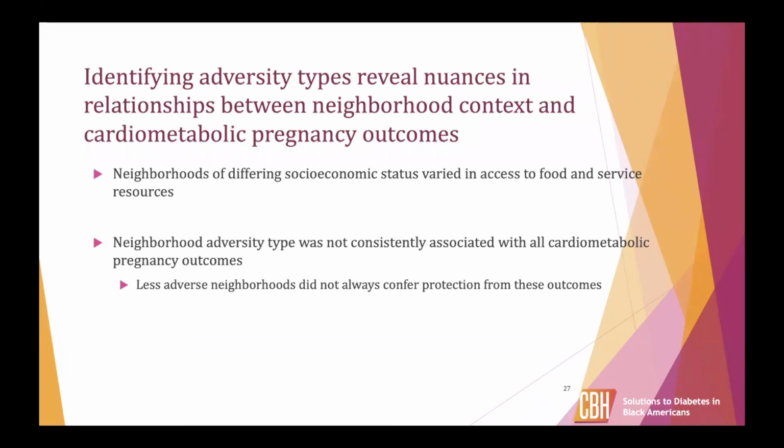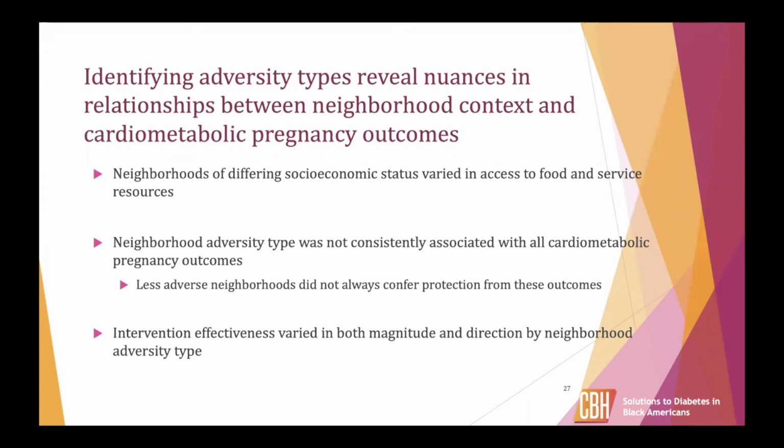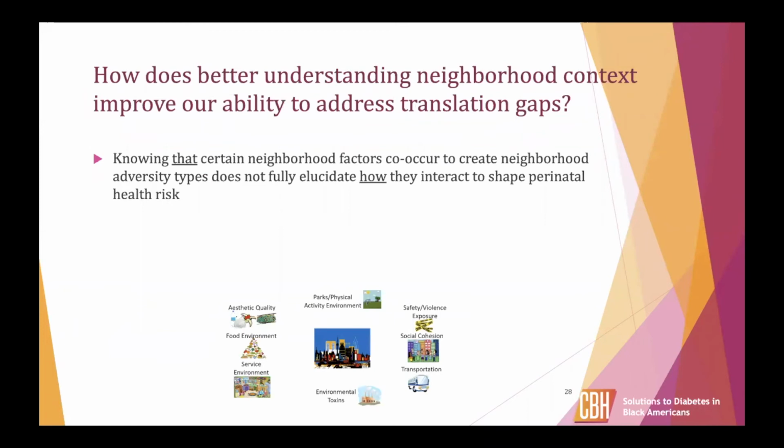in different population groups. And finally, intervention effectiveness did vary in both magnitude and direction by neighborhood adversity type, which has implications going forward for how to understand that when we're looking at overall population level effectiveness of this intervention in the future. And so, to briefly return to the main question that drove this trajectory of research, and is also informing the next stages of this research.